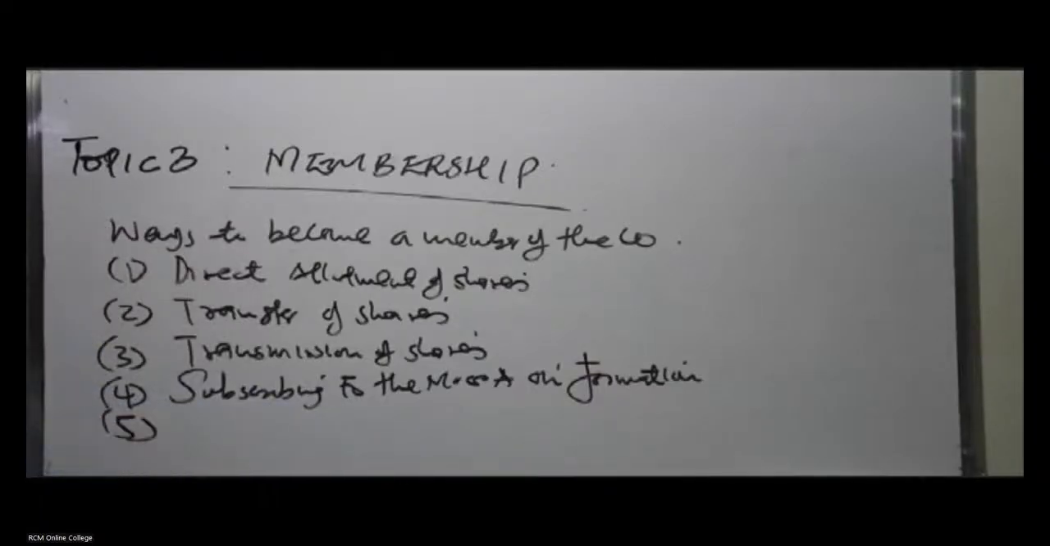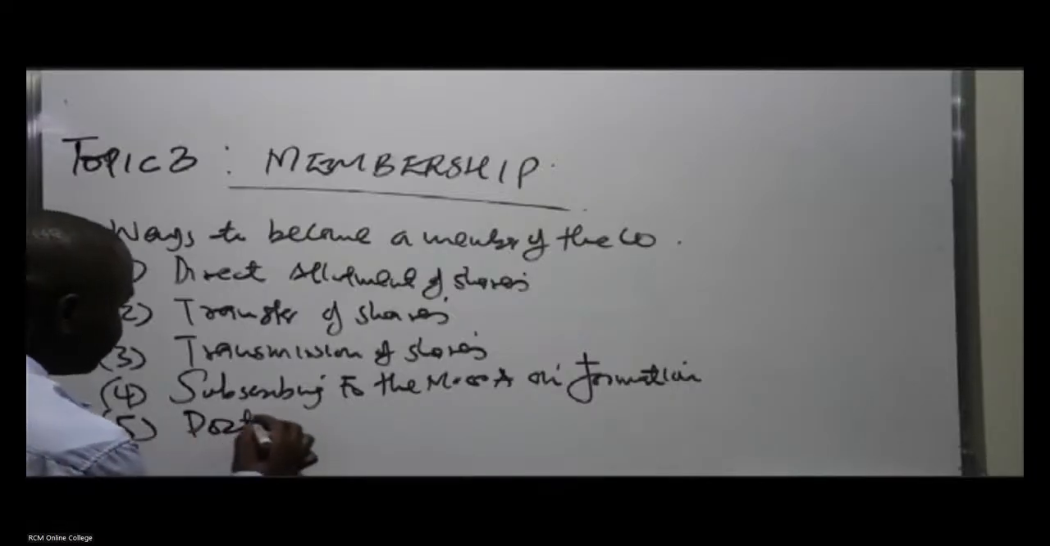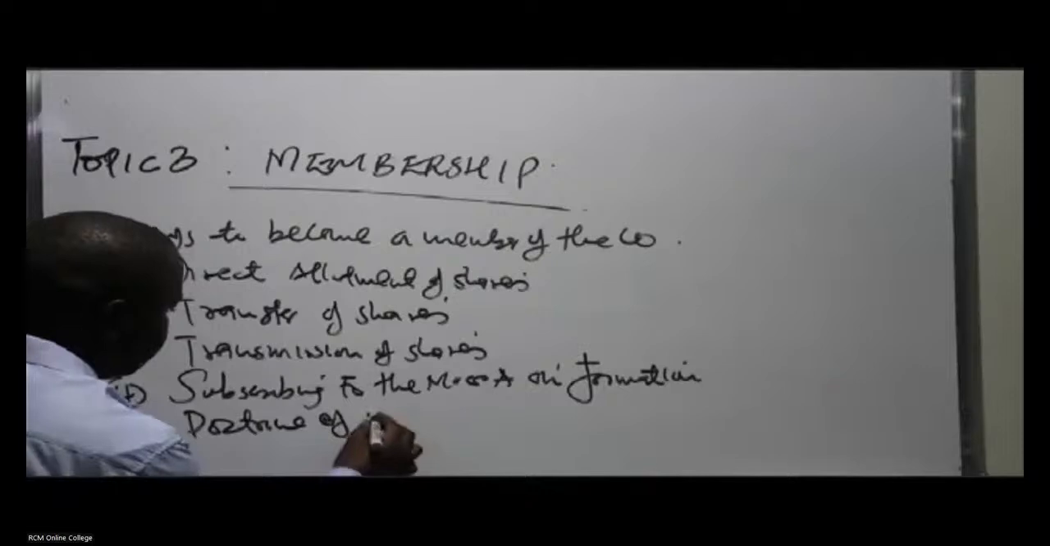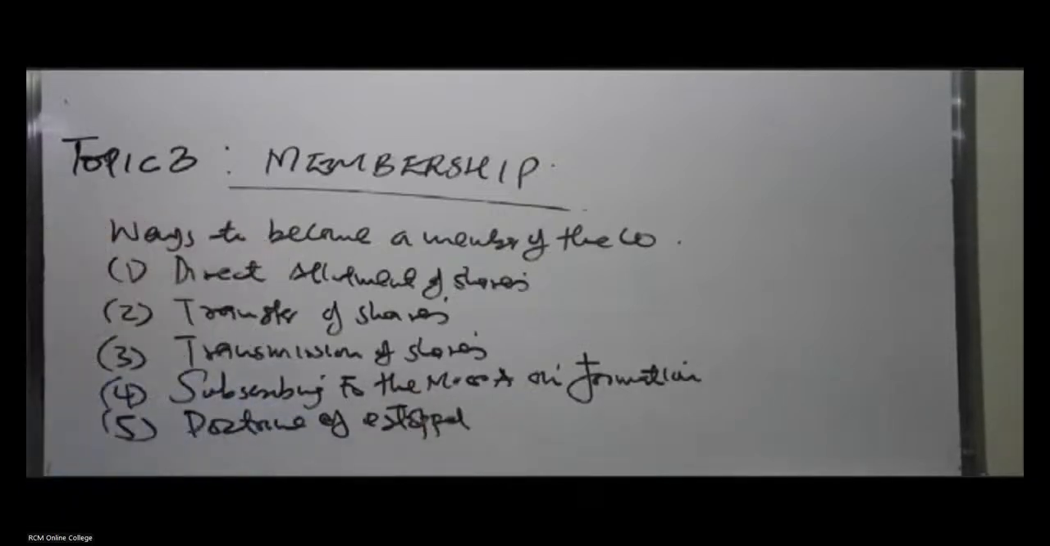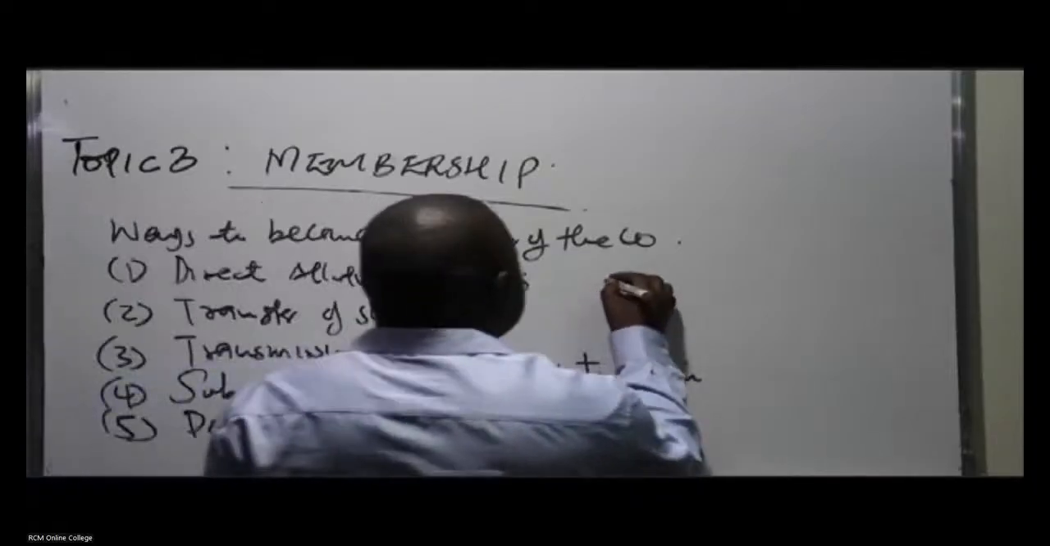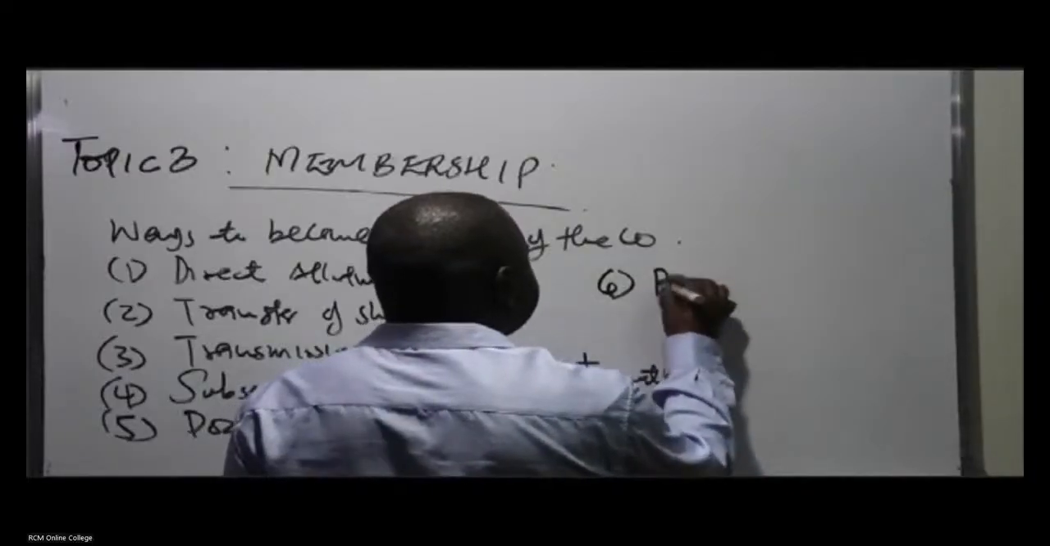Number five is through the doctrine of estoppel. Then another way is through agreement. So by agreement to become a member.